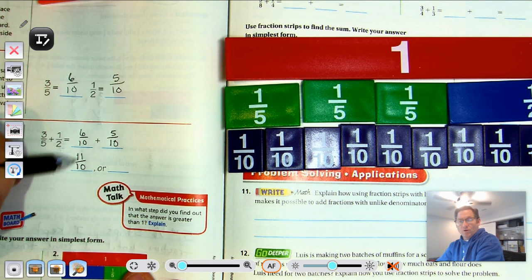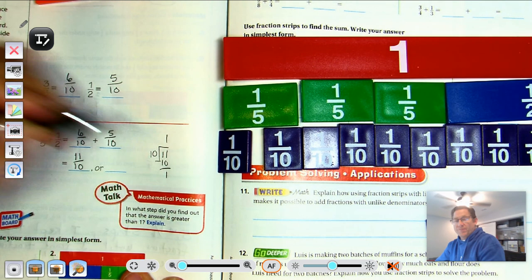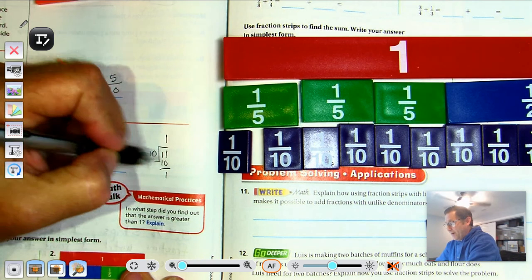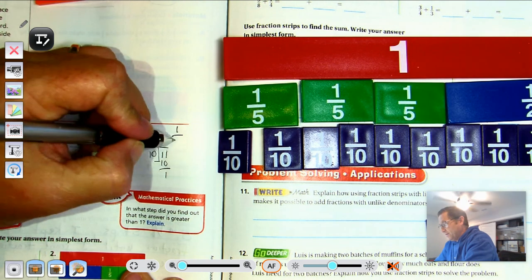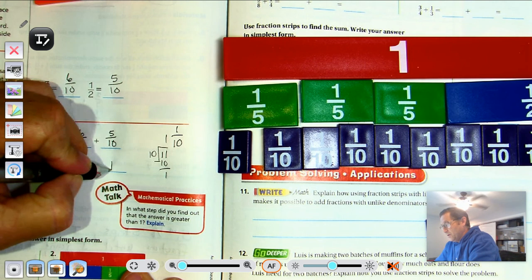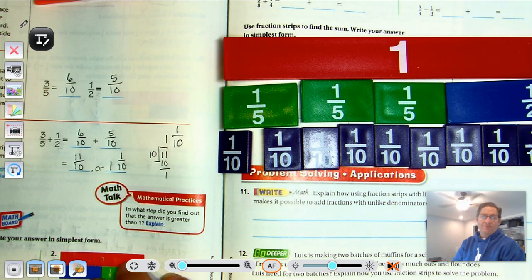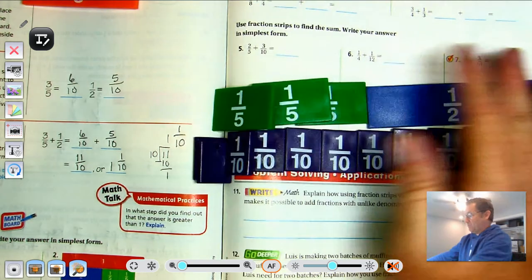That's greater than one whole, so we can divide. And we'd be left with a remainder of 1. The remainder can be the numerator of the fraction, and the divisor is the denominator of the problem. So 1 1/10 is the same as 11/10. All right, let's look at our next problem.